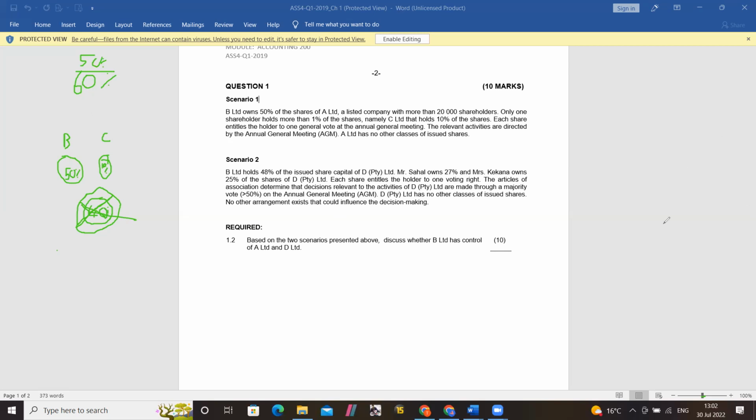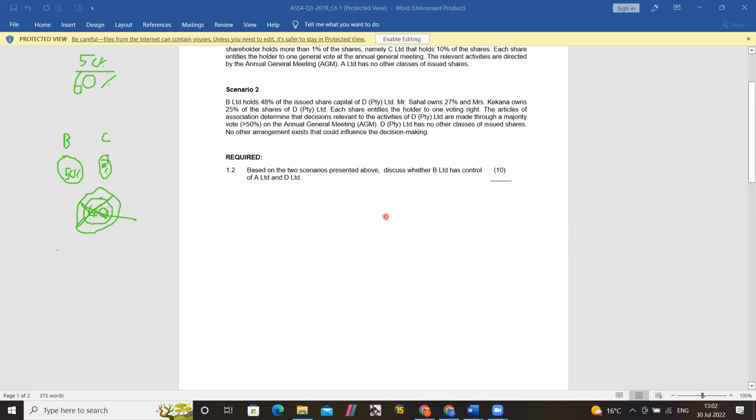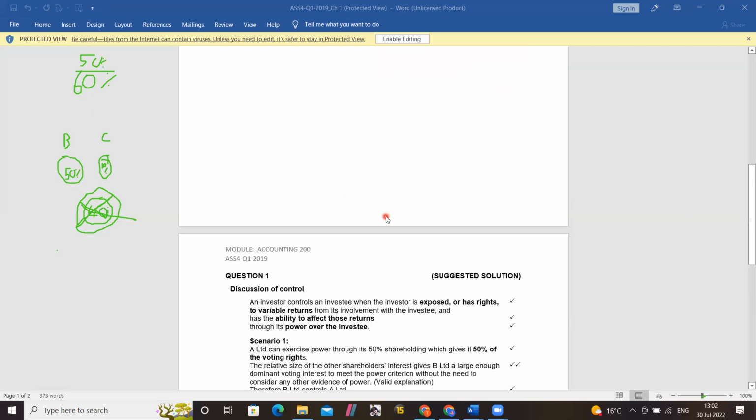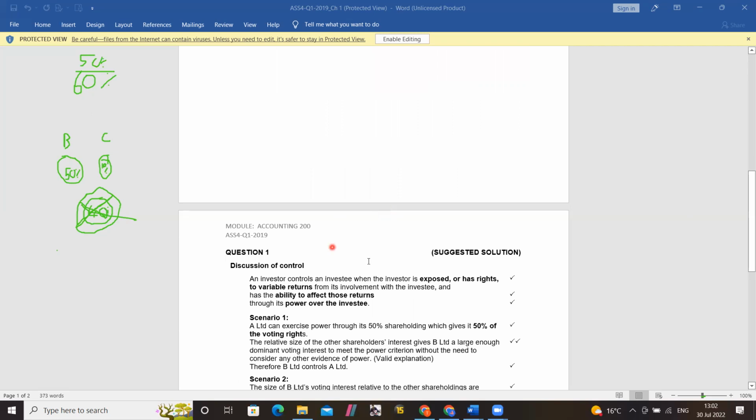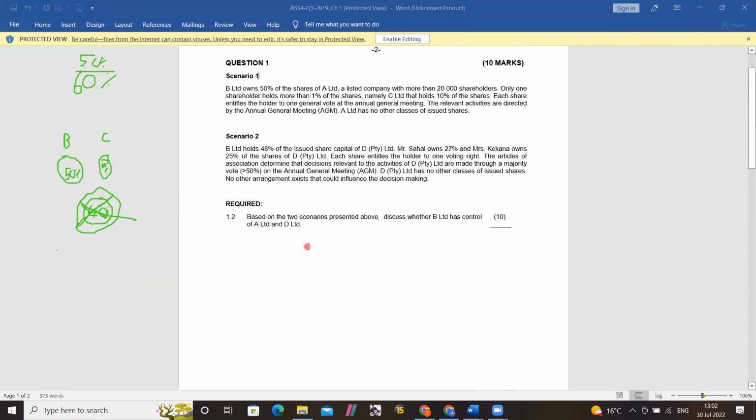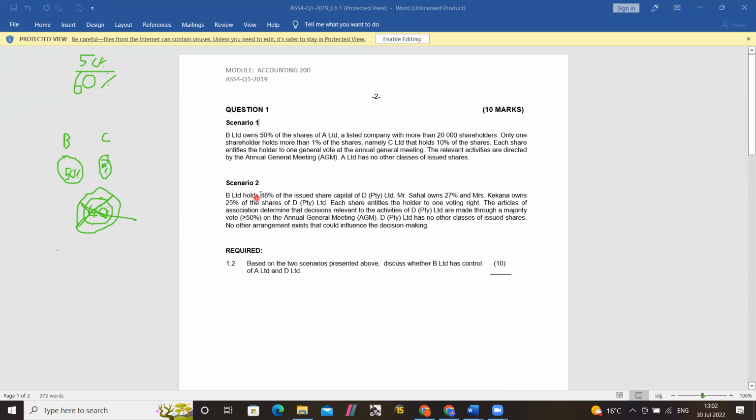Hope you got me there. So let's just see what they said in the scenario. Like I said, this definition has to always be there. Now I didn't even read the required. We have to read the required. The required said, based on the two scenarios presented above, discuss whether B has control of A and D. So that's the question.